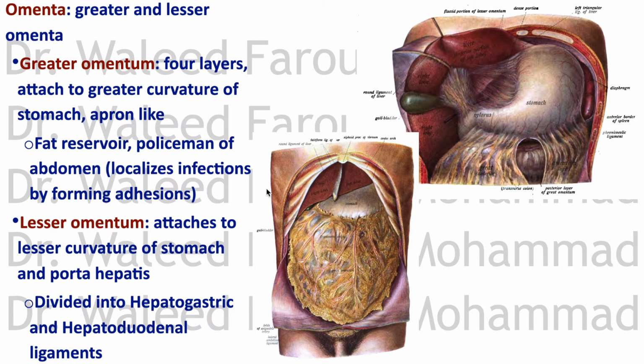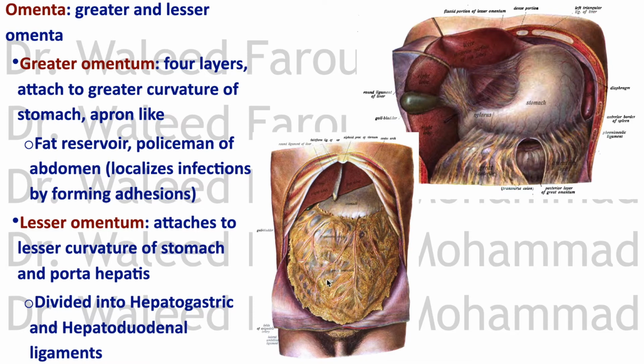The greater omentum, the one we grabbed with our hands, the 4 layered structure that we pulled from behind the stomach, attaches to the greater curvature of the stomach. It's full of fat. It's a fat reservoir, and its status depends on the nutritional status of the host. Sometimes it might be thin and translucent with scanty fat in it, and many times it's loaded with fat.